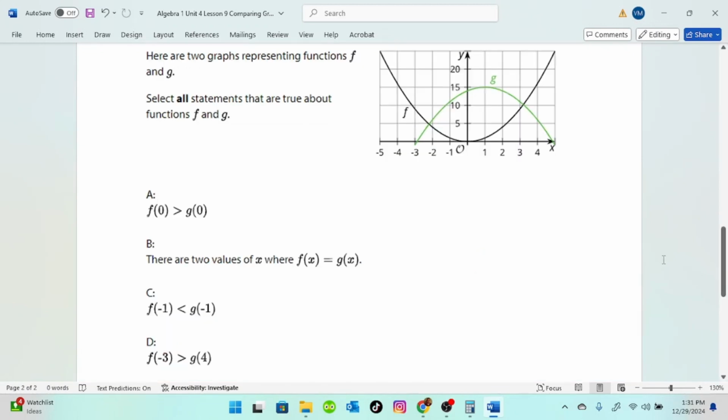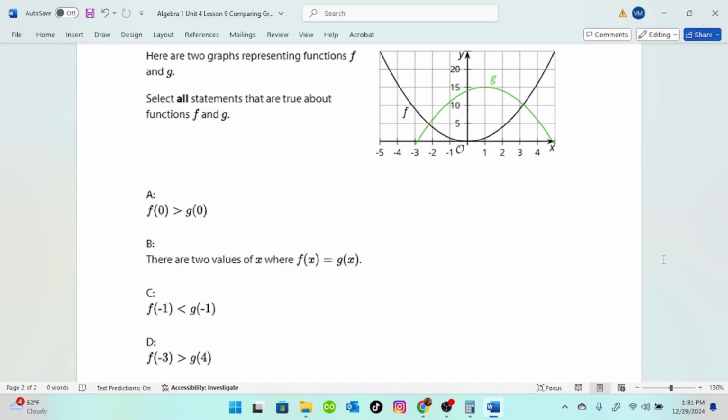Our next practice problem. Here are two graphs representing functions f, that's the black parabola that opens upward, and g, the green parabola that opens downward. Select all statements that are true about functions f and g.